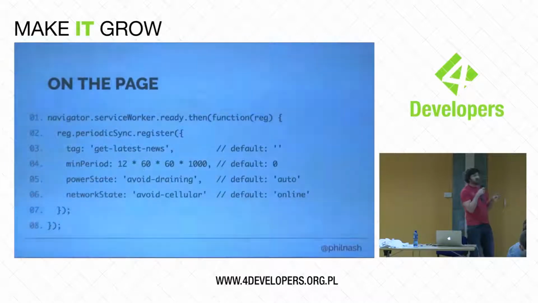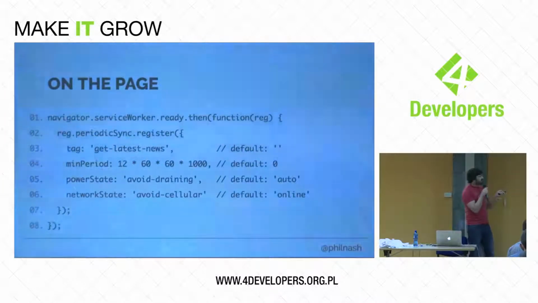So this is the minimum period of the background sync, the periodic sync. Minimum period means that it's not going to run any sooner than that. However, this is not an alarm API. You cannot get exact timing out of it. It will probably run once every 12 hours in this particular case.